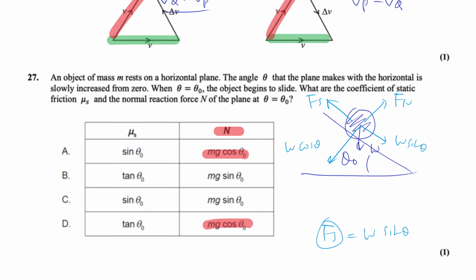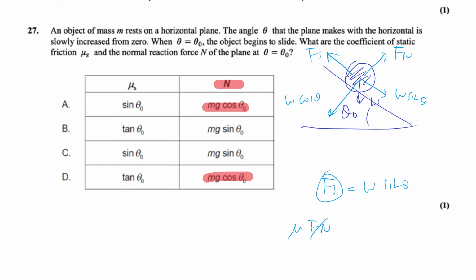And then we know Fs equals mu Fn, which is mu W cos theta, right? So W sine theta equals mu W cos theta. W cancelled, sine divided by cos is tan. So mu just equals tan theta naught. Right. So we just choose D.